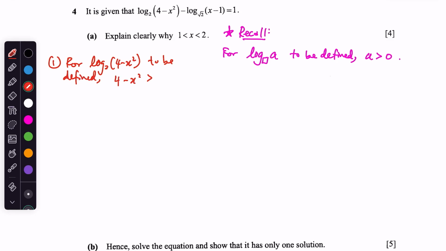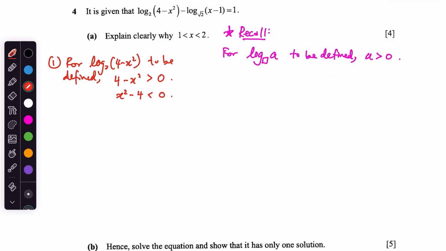In this case, this means that x squared must be less than 4. Just manipulate it a little bit. Actually, no. Let me write it like this. I'm just going to multiply by negative 1, so this will be x squared minus 4, but because I multiply by a negative number, the inequality sign flips. I get this.